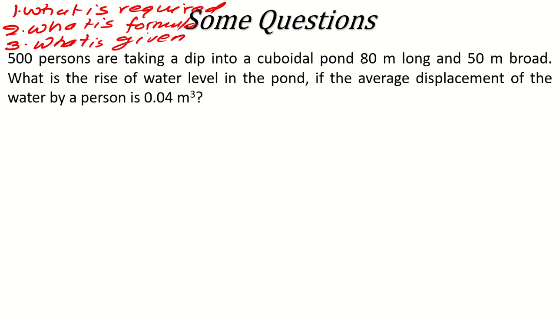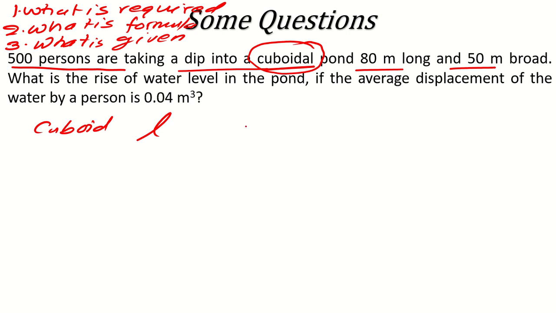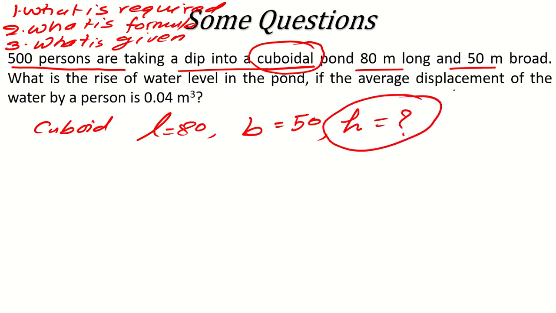So let's read the question once again. 500 persons are taking a dip into a cuboidal pond. It means we are going to deal with a cuboid. Pond 80 meter long, 50 meter broad. For the cuboid we want three things: length, width, and height. Here length is given as 80, and width is given as 50. Height is not given to us. What is the rise of water level in the pond? So we need to find the value of h, if the average displacement of water per person is 0.04 meter cube.